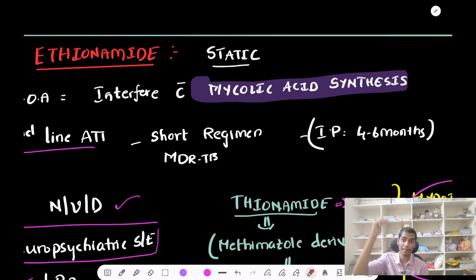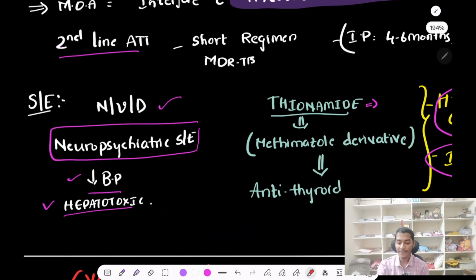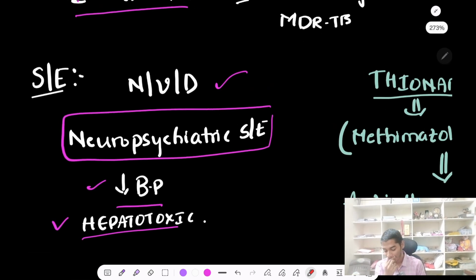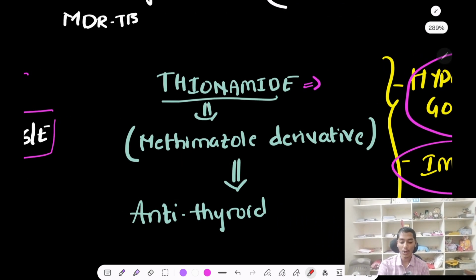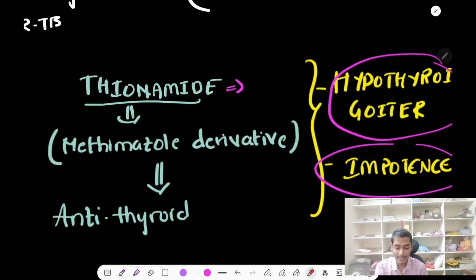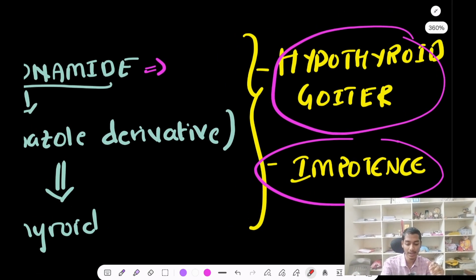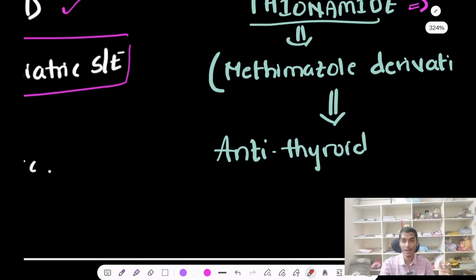You can remember the BPaL-clip, that is the short term 9 to 11 months. So in the intensive phase, that is for 4 to 6 months, you will go with the ethionamide. Side effects: nausea, vomiting, and diarrhea. Neuropsychiatric side effects are very common with this ethionamide. Decrease in BP and hepatotoxicity are also side effects. Since the name ethionamide indicates, it has similarities with the thionamide, which is an anti-thyroid drug. So it is responsible for hypothyroid goiter as well as impotency, which are side effects of the thionamide derivative.